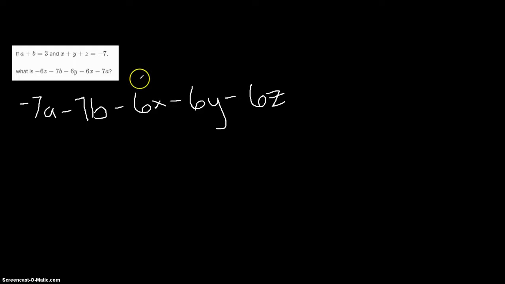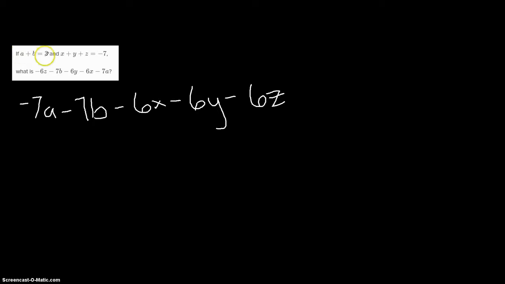So in this video we're going to go over expressions with unknown variables, and in this first example we have negative 6z minus 7b minus 6y minus 6x minus 7a, and we also have these two equations on top where we have a plus b equals 3 and x plus y plus z equals negative 7. So what I did here is I rearranged everything so they're in order, so to say, of these equations.